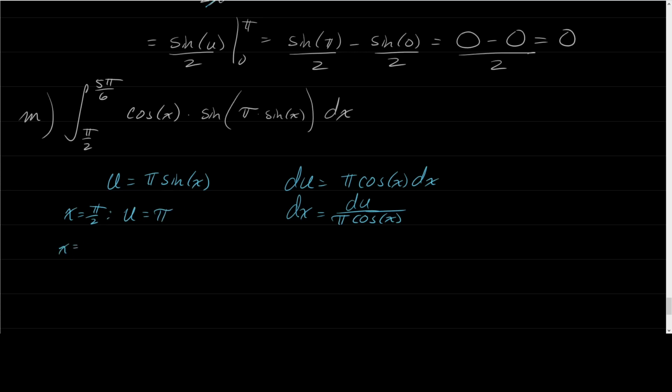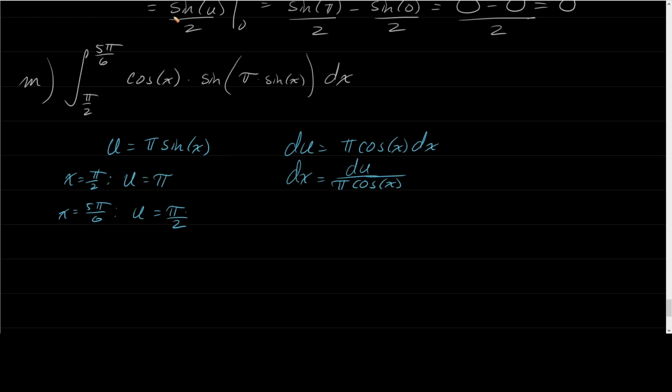When x is equal to 5 pi over 6, then I end up with u being equal to pi times sine of 5 pi over 6. Sine of 5 pi over 6 is 1/2, that's from the unit circle. And then we have 1/2 times pi, I end up with pi over 2. So again, what I'm doing there is plugging these values in to figure out what the new bounds should be.